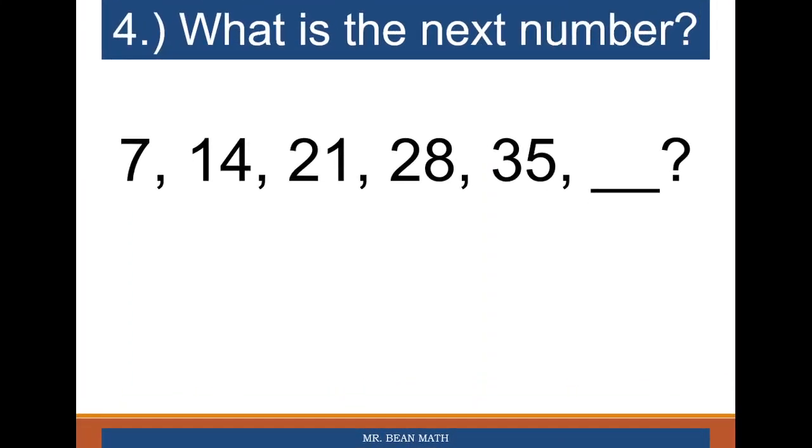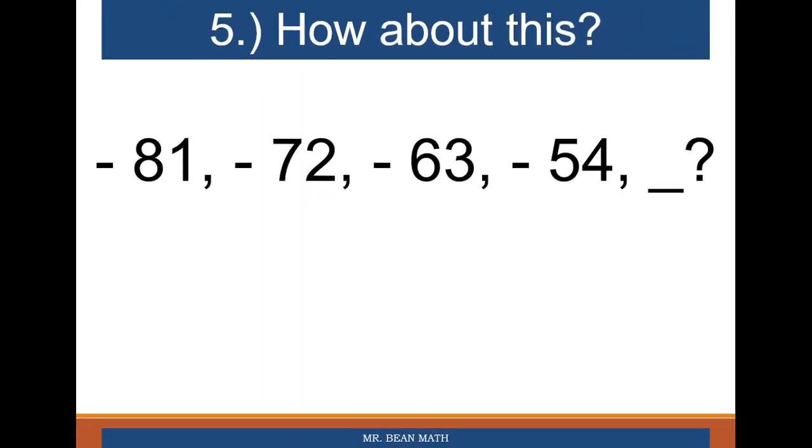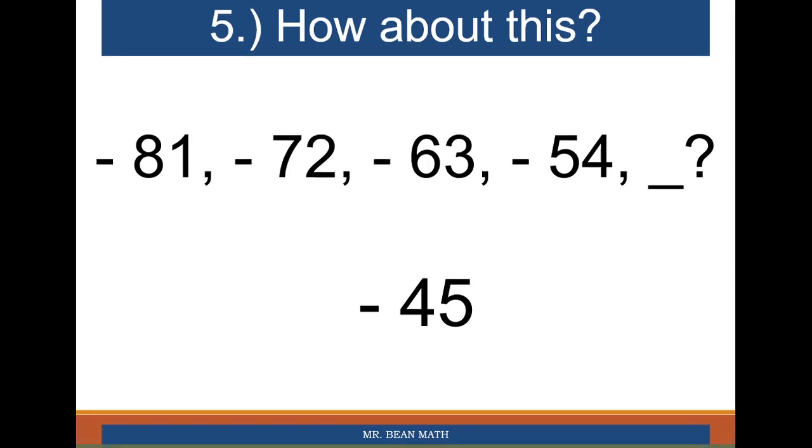And what's next to 35? The answer is 42 because the sequence is in multiples of 7. And what's next to negative 54? The answer is negative 45 because the sequence has a common difference of 9.